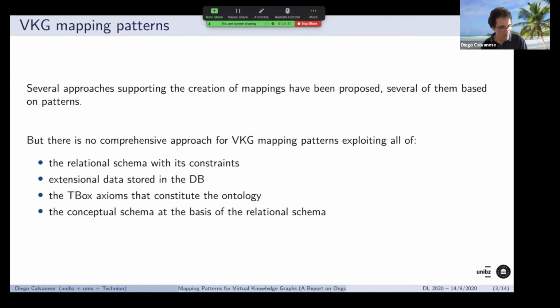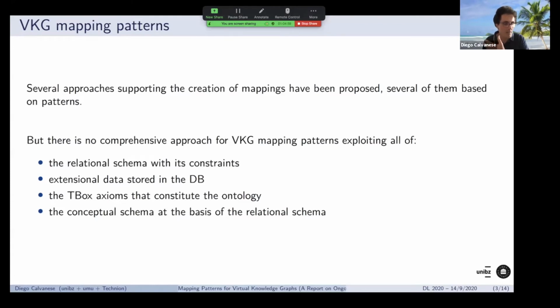One proposal, and we are not the first ones to follow it, is to support the creation of mappings in the VKG setting by means of patterns that give us common structures for such mappings. And in fact, there are several works that present some forms of patterns for mappings also in this scenario.